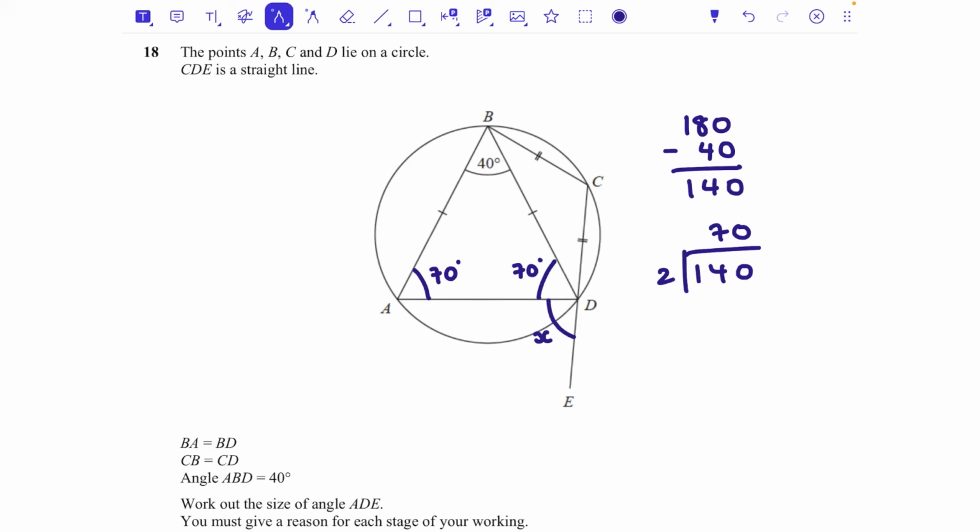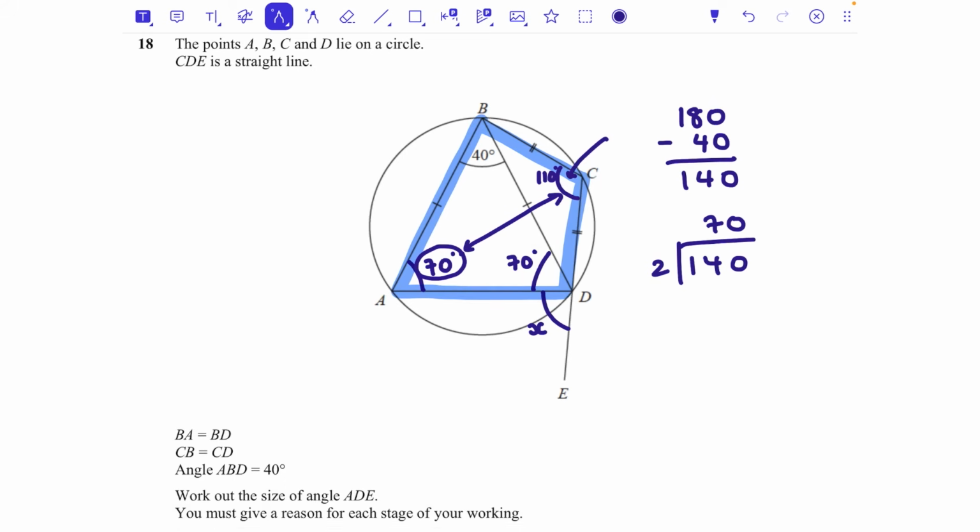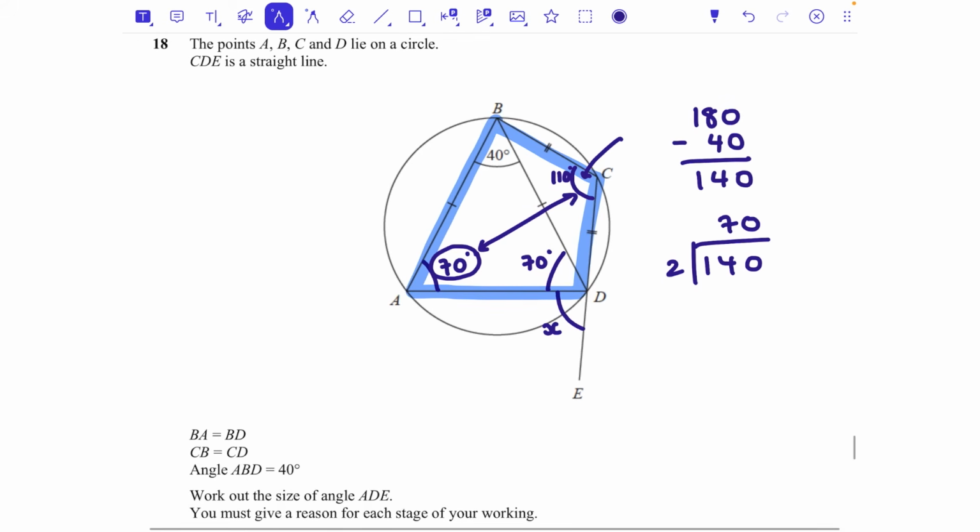The next step, I'm going to use the fact that this is a cyclic quadrilateral. A cyclic quadrilateral is when all four corners, all four vertices of a quadrilateral touch the edge of a circle. And when that happens, the opposite angles add together to make 180. So if this angle here is 70 degrees, then this angle over here is 110. And that's great because that also tells me this angle in an isosceles triangle, I'll have 70 degrees left.